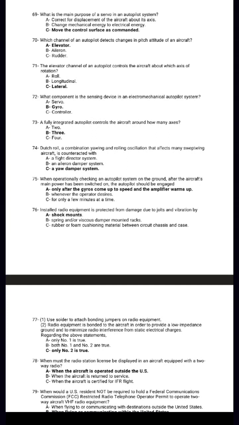So if the plane's outside the US and you have a two-way radio, you better display your license or else they're going to come get you. So yeah, pretty easy there. Two-way radio, display license, only outside the US. Too easy. So this next one kind of confuses you.